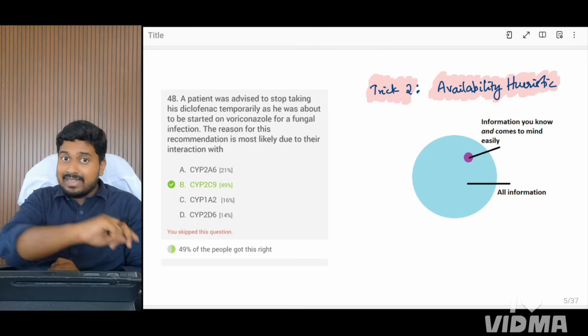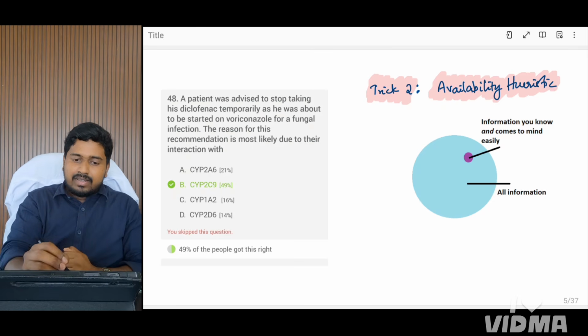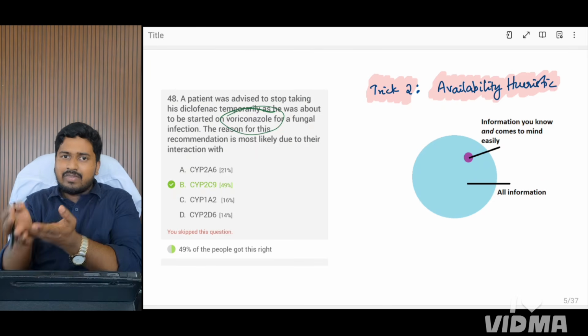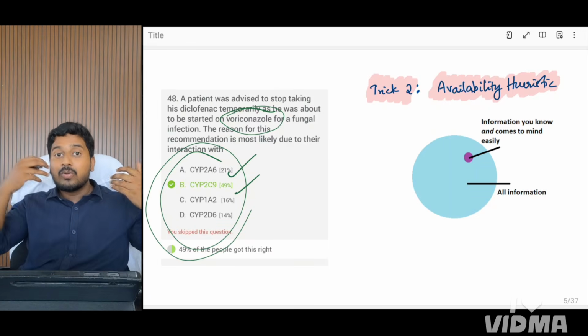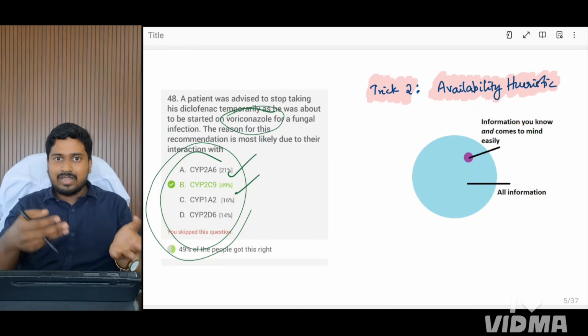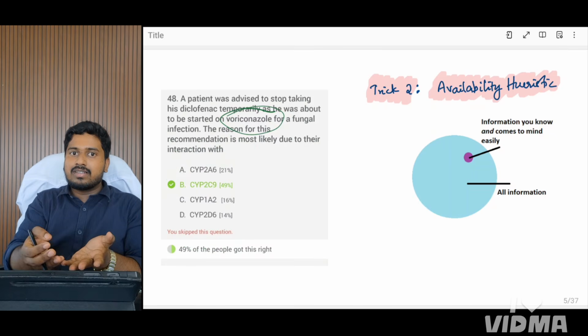Okay, now we'll come to the second trick, and this trick is very helpful. See this, this is one drug, voriconazole, which is not frequently asked. It's an antifungal. Now there are 4 options in this. Now you'll see this and tell, sir, how to rule out. And I was also in the same situation when I was giving this mock test. I realized how to answer this without knowing anything.